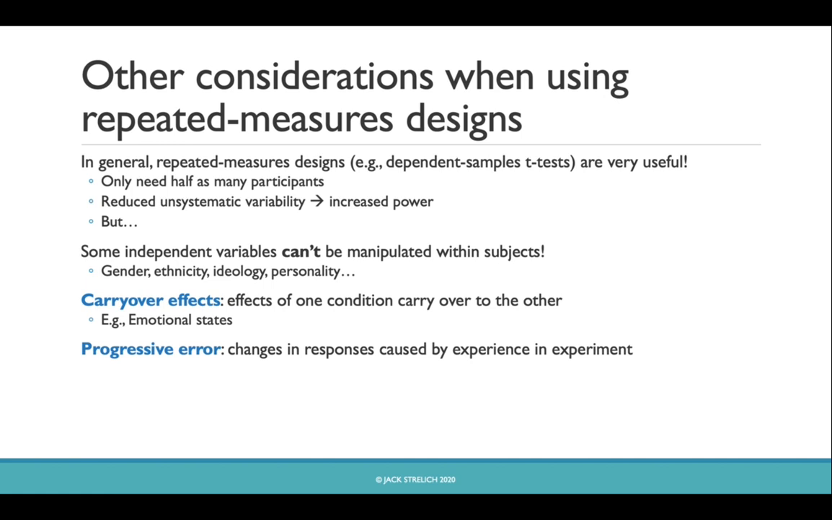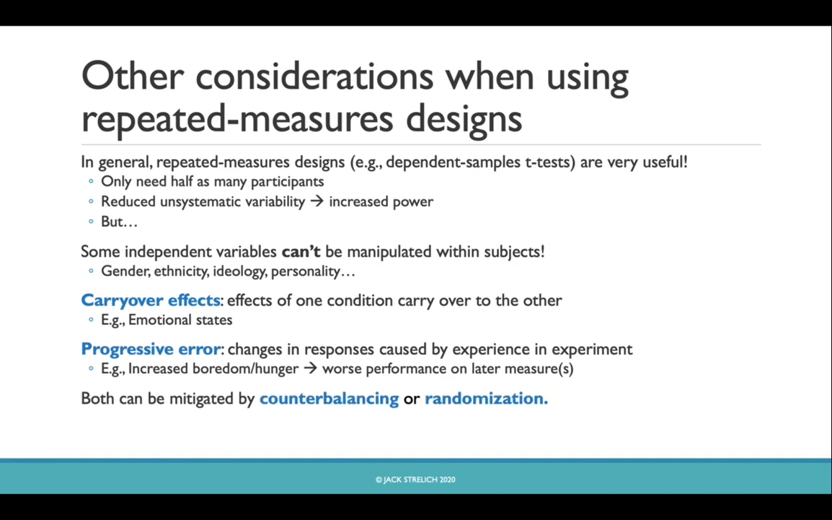We can also run into what is known as progressive error, which occurs when changes in responses are caused by the participant's experience in the experiment. For example, if the experiment takes a long time, they might get more bored or more hungry later in the experiment, and thus perform worse on measures that come up later in the experiment. The good news is that both carryover effects and progressive error can be minimized by either counterbalancing or by randomization.